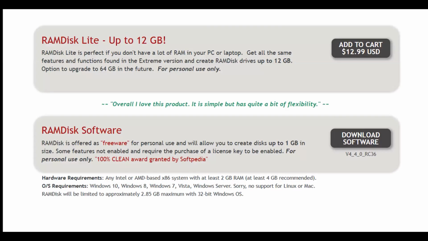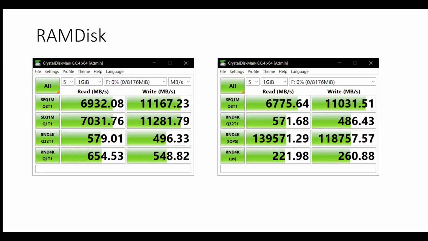The software costs you about a tenner. The memory costs you an arm and a leg, because you've got to put 32 gig or 64 gig of main memory into your computer, and that's going to cost money. However, the performance is enormous. That's RAM disk on my machine upstairs. As you can see, I get 100 times the performance that I get out of any SSD.